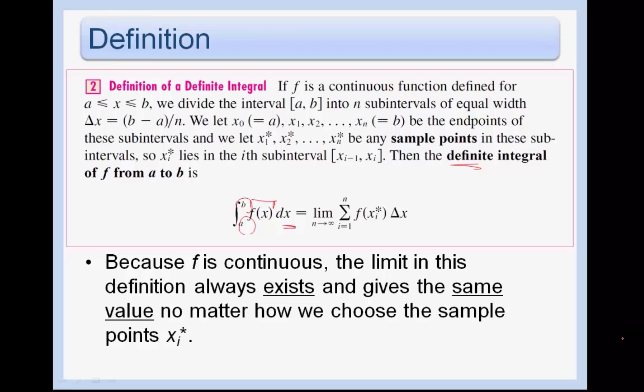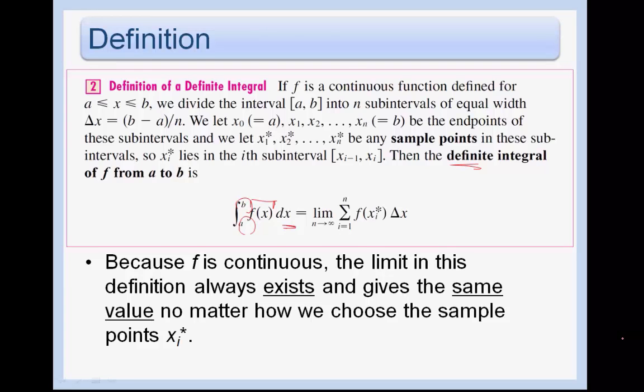Because f is continuous, the limit in this definition always exists and gives the same value no matter how we choose the sample points, x sub i star. Doesn't matter if we use left, right, or midpoints, because we're choosing so many of them, the width of our rectangles gets so tiny.